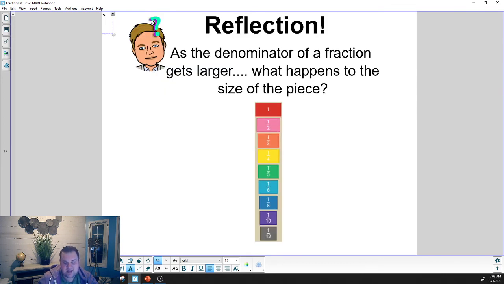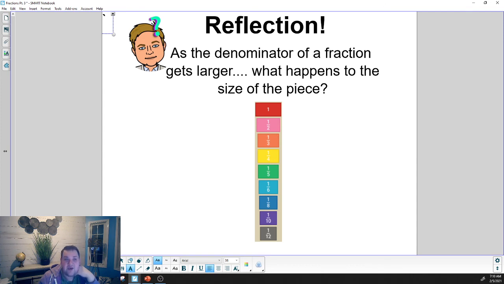Today, during reflection at the very end, we are going to think about this question. I want you to be thinking about it during rotations today because you're going to have a lot of time to work with fractions. So as the denominator of a fraction gets larger, so the bottom number, the denominator gets larger, what happens to the size of the piece? Think about that as you work today, and we'll come back to this question during reflection time.